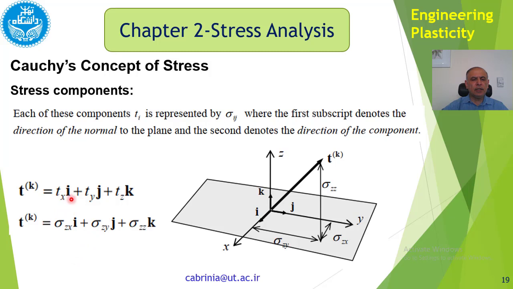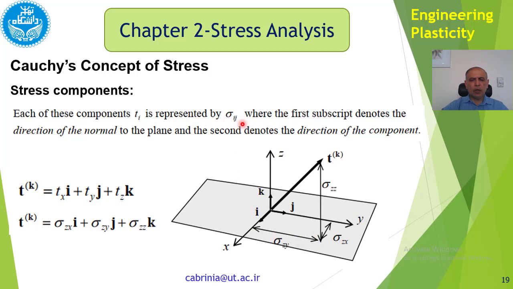And if we replace these tx, ty, tz by sigma, we can write sigma like this, sigma with two indices, zx, zy, zz. What are these indices? We have explained it here. Sigma ij, i and j are x, y, z. So we can have different components for sigma depending on which direction we are talking about.